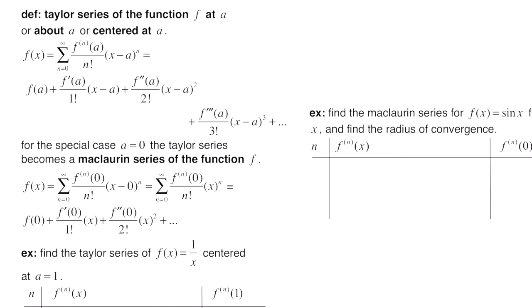So whatever the value is for a, you plug it in right here, and then it's also x minus a. So for example, if a was 5, this would be x minus 5. If a was negative 3, it would be x plus 3. Okay, and then we're going to go on.